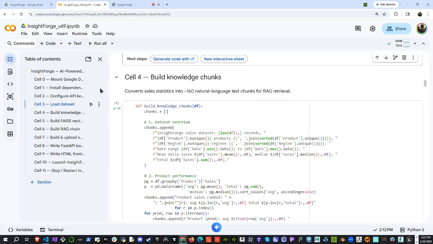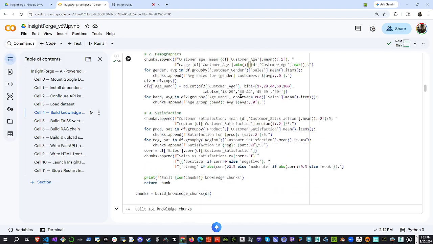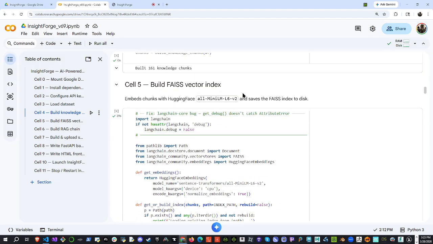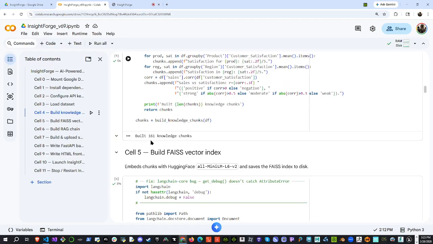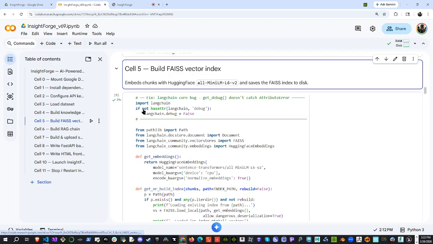All right, then we come down here to cell 4. This is where we build the knowledge chunks. Now that we've loaded that data set, we're going to chunk it. It's going to convert that sales statistics into 160 natural language text chunks in order to use for RAG retrieval. And as you can see here, it built 161 knowledge chunks.